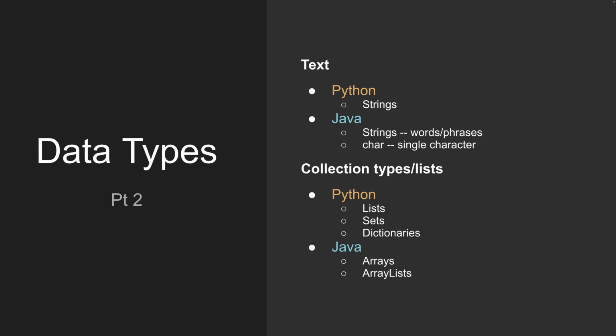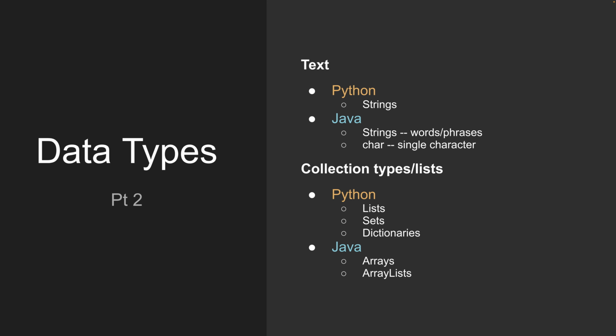Then we have some more complex types or non-primitive types, text and collection types. So text, we use text to store words or phrases. In both Python and Java, strings is what you call these. Strings handle words and phrases. Java also has a data type called a char. It's a character, so a single character is a char. And when you would use that is if you're looking for a particular character in a string, or you're looking to see if a word starts with a character or something like that, you might use char.